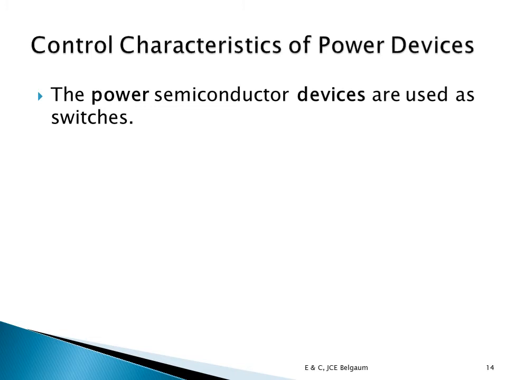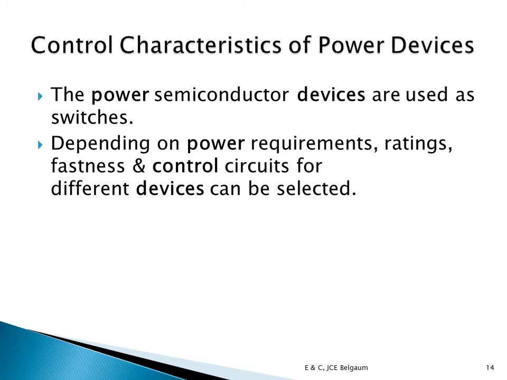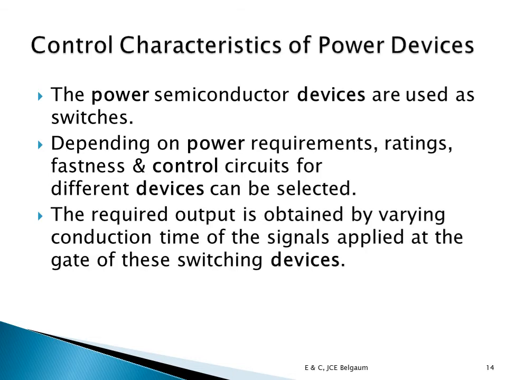Then what are control characteristics? Control is basically about who is controlling these devices. For an SCR, it is the gate which is controlling. For a transistor, it is the base which is controlling. For a MOSFET, it is the gate which is controlling, right? For a diode, there is no control. So based on the control part, that is the input part, we have these devices. So this is basically like your input characteristics, you can say. Depending on power requirement, rating, speed and control circuits of different devices, we can select the particular device as I told you.